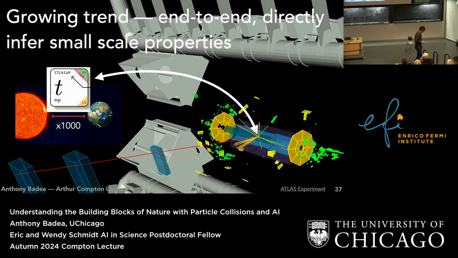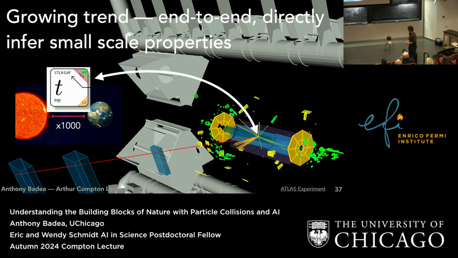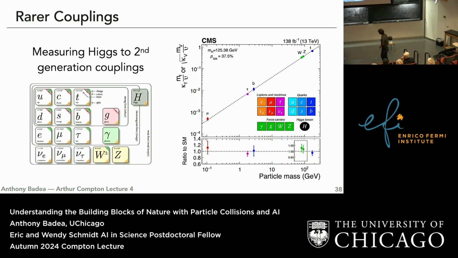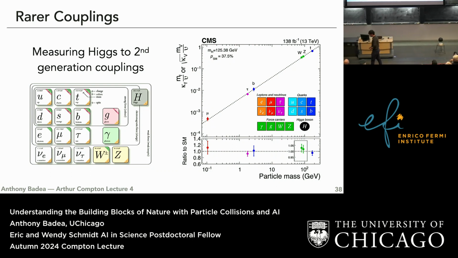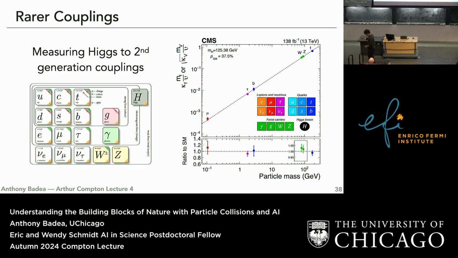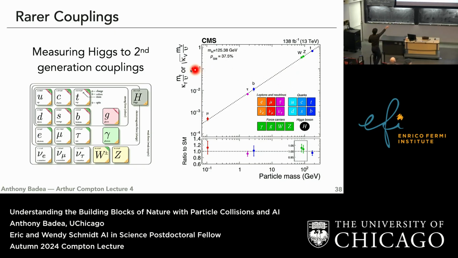So this is something that is early days, but will get more and more used as the hardware becomes available. The second thing is using these techniques to actually probe rare couplings. Everything that I talked about was measuring just the third generation, the heaviest quarks. These are the quarks with the strongest coupling to the Higgs boson. And so you could make a plot, which is the particle mass along one axis, and then roughly the coupling to the Higgs boson along the y-axis.